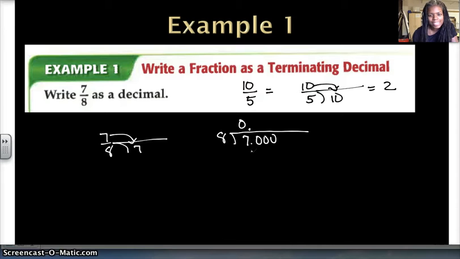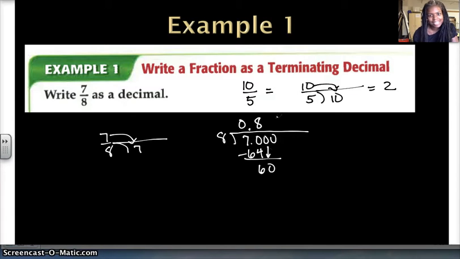So 8 goes into 70 how many times? Hopefully you recognize it goes in there 8 times. 8 times 8 is 64. I'm going to subtract that. And now what I have left over from this value here, 70, is going to be 6. And now I drop a 0.